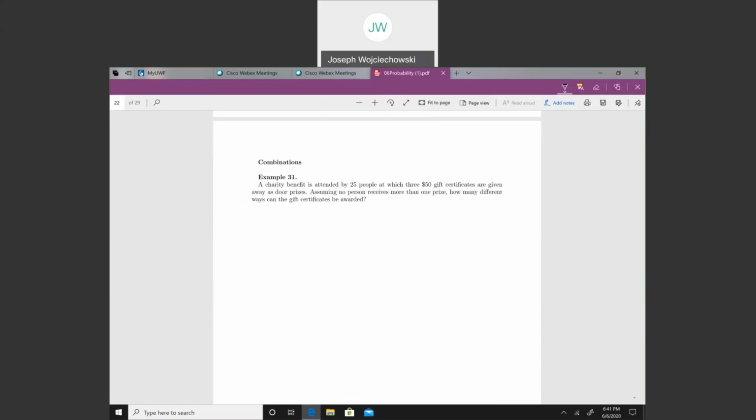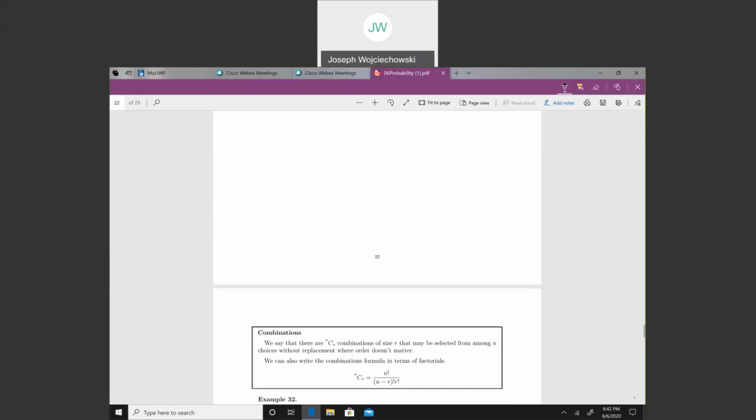Okay. A charity benefit is attended by 25 people, at which three $50 gift certificates are given away as door prizes. Assuming no person receives more than one prize, how many different ways can the gift certificates be awarded? Well, this is just simply how many different people can get the first door prize. Well, there's 25. How about the second? Well, now there's only 24 because somebody's already got one. And the third would be 23. So we multiply these, and we get 13,800.